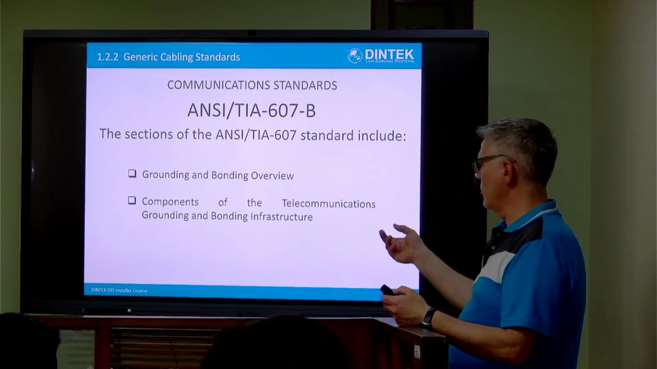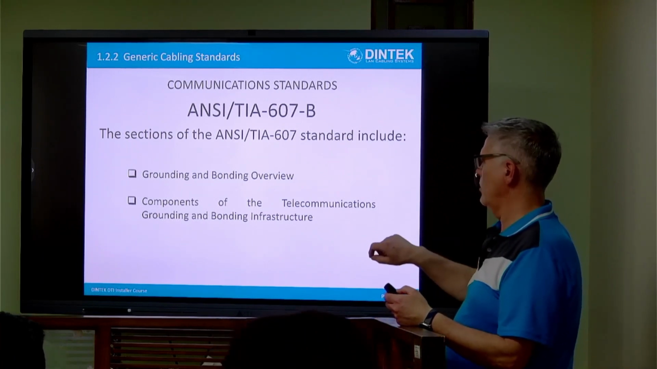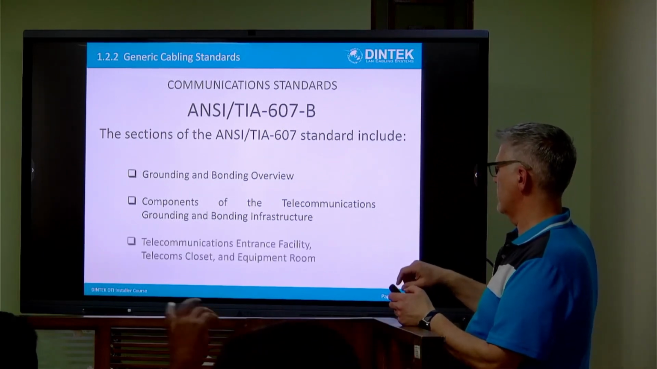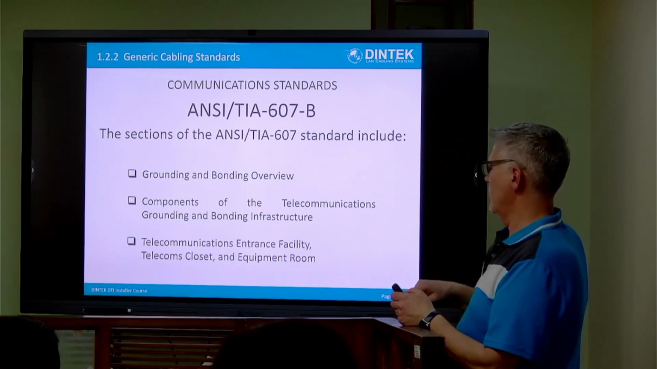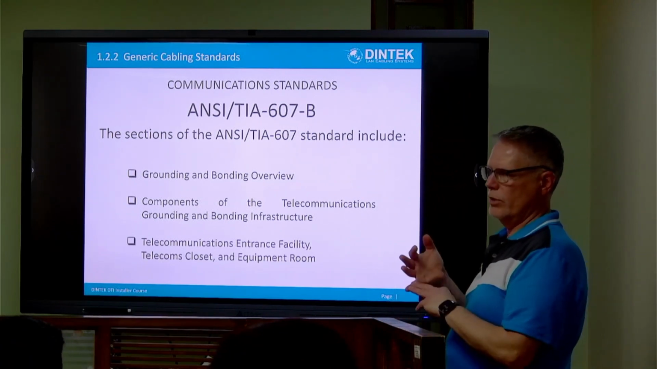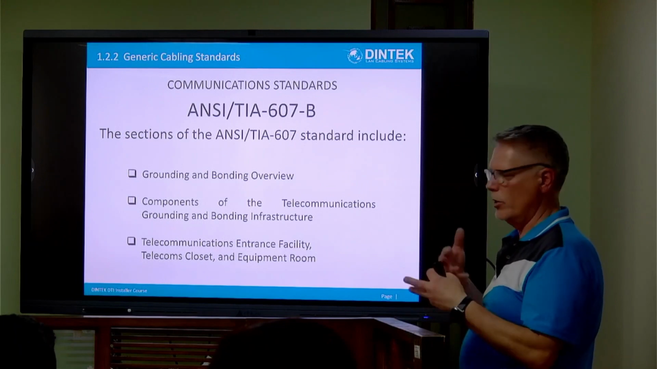Section: grounding and bonding overview, components that you use in grounding and bonding systems, and how you do your bonding within entrance facilities and telecommunications routes.